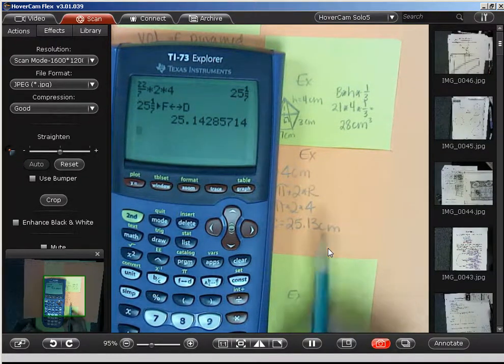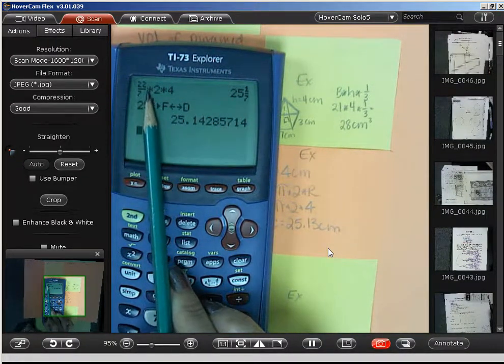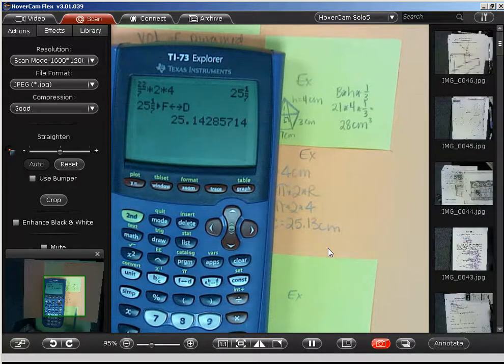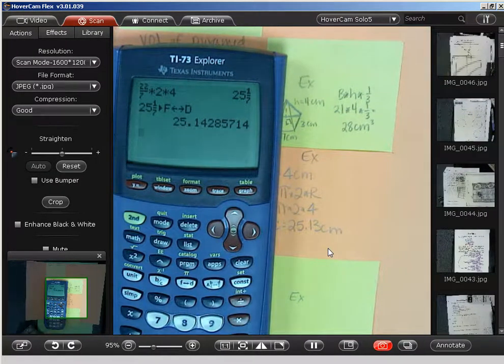So in some of the problems that you're given, you're going to be asked to use 22 over 7 instead of pi. If you're not sure how to do that, rewind what I just did and refollow my steps.